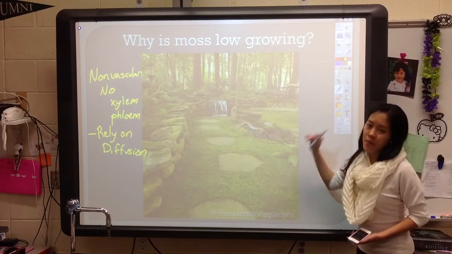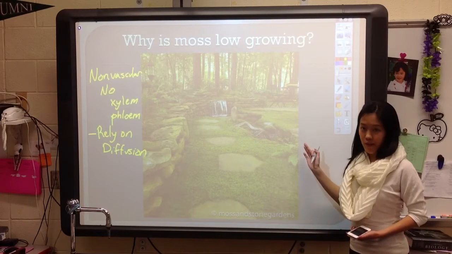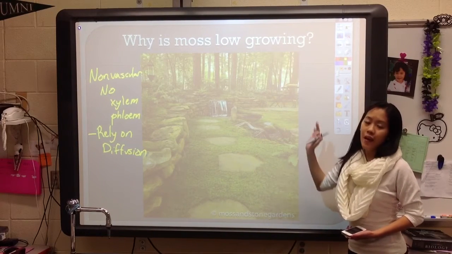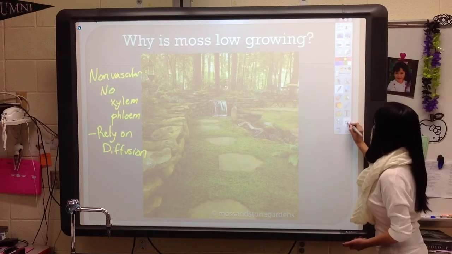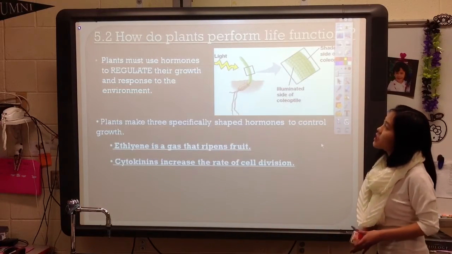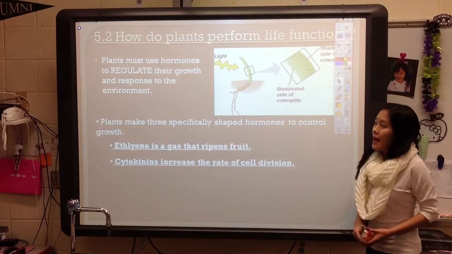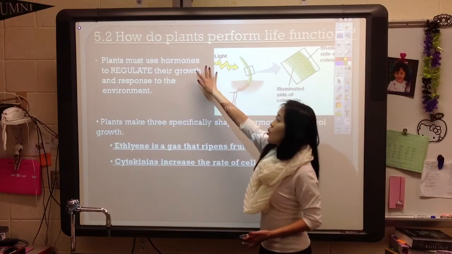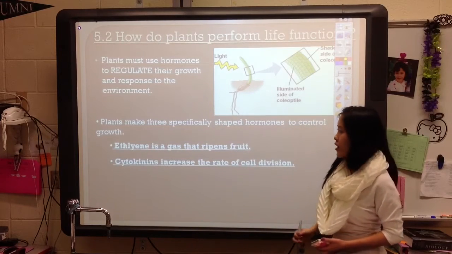So take a minute, probably wanting to write down those examples in our notes from yesterday. Here's moss, and the other was the redwood tree having a lot of vascular cells, vascular tissue. Now moving on with today, so we're still going to look at how do plants perform these life functions. And plants actually must use hormones to regulate their growth in response to the environment.